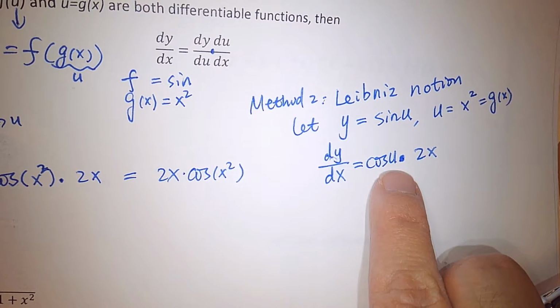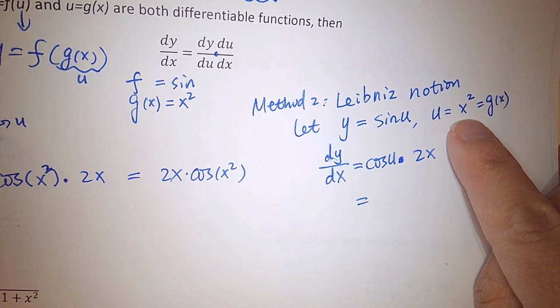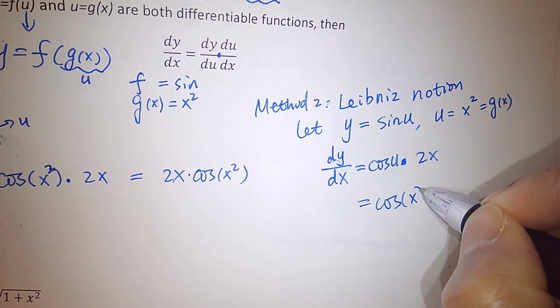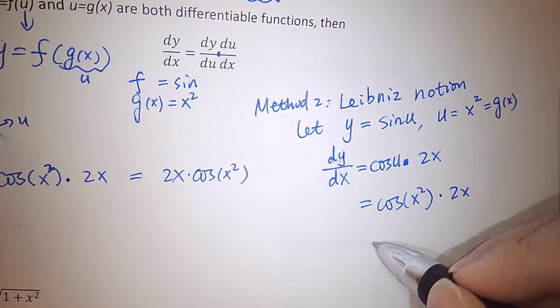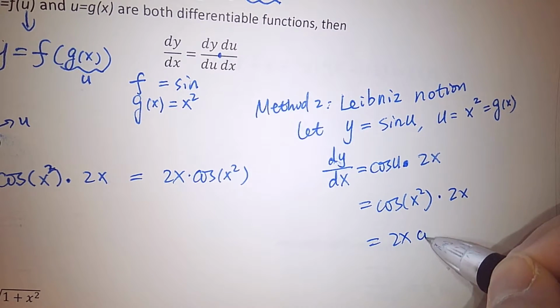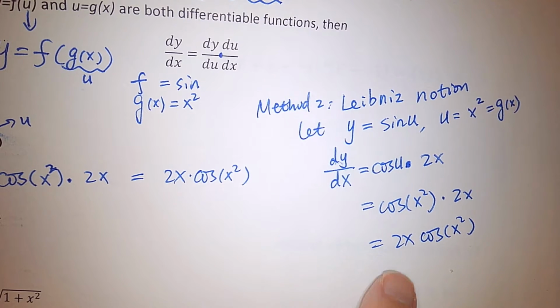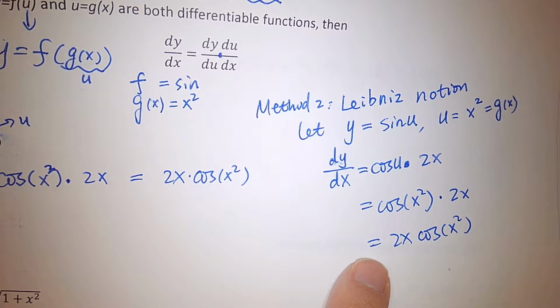So we have a cosine u here. Because u equals x squared, cosine u is cosine x squared, times 2x. And what is this? 2x times cosine of x squared. Let's compare the conclusions. Are they the same? Yes or no?